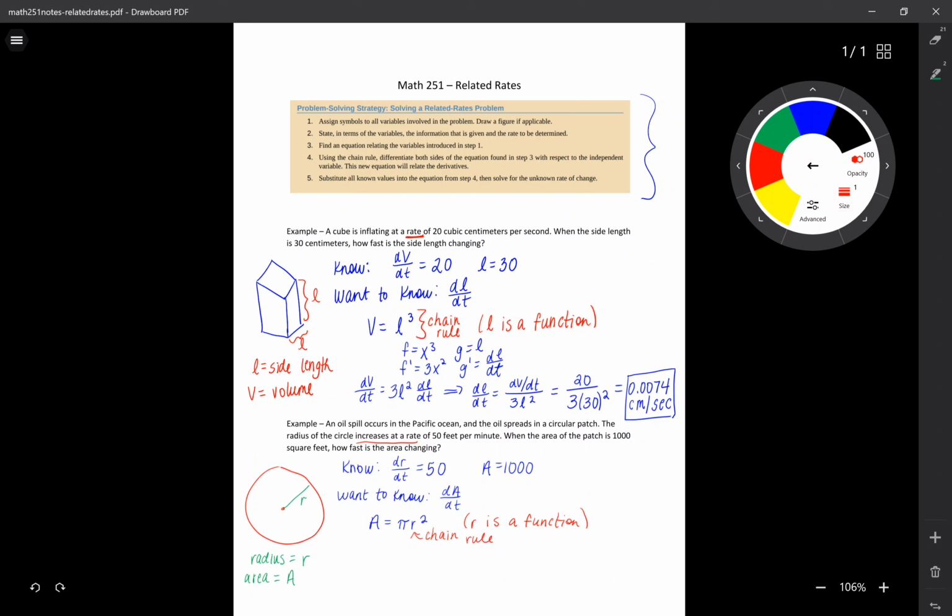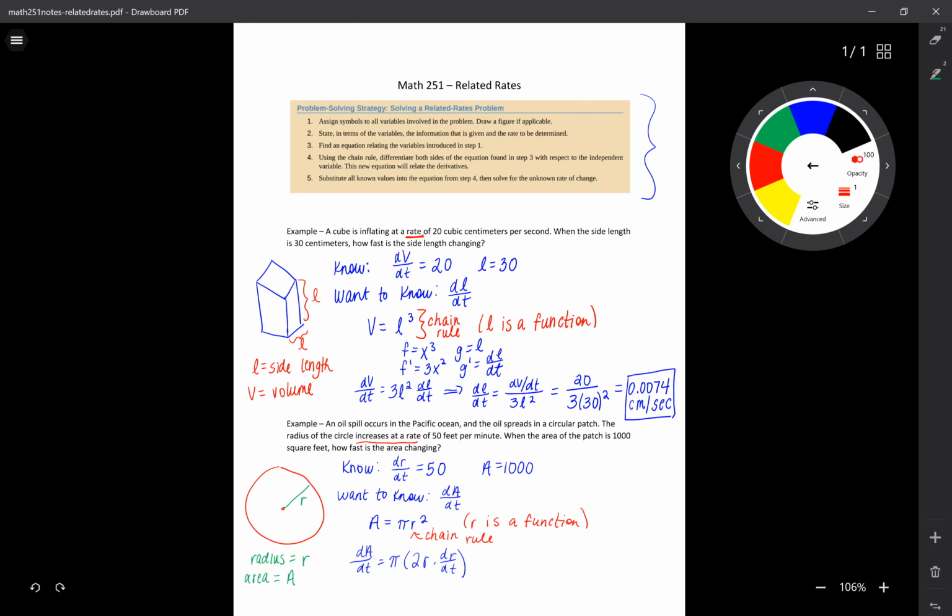So when I use the chain rule, I am left with dA/dt equals pi, and then when I use the chain rule, I get 2r, that's f prime of g, times dr/dt. So this is what I get after I differentiate. And we are looking for dA/dt. Luckily for us, this is already solved for dA/dt. So now I just plug in everything that I know.